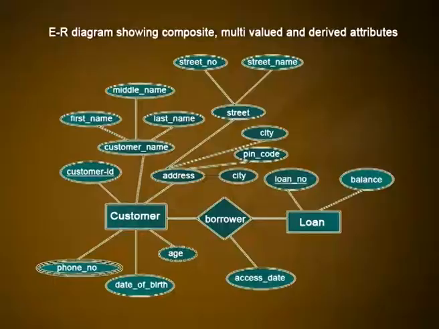The customer name can be a composite attribute consisting of first name, middle name and last name. Street can also be composite of street number and name. A more precise representation of the above given ER diagram is as follows, which shows the composite, multi-valued and derived attributes.